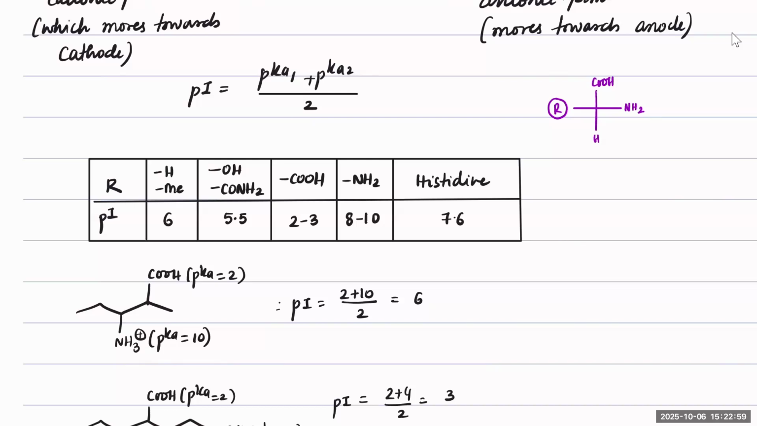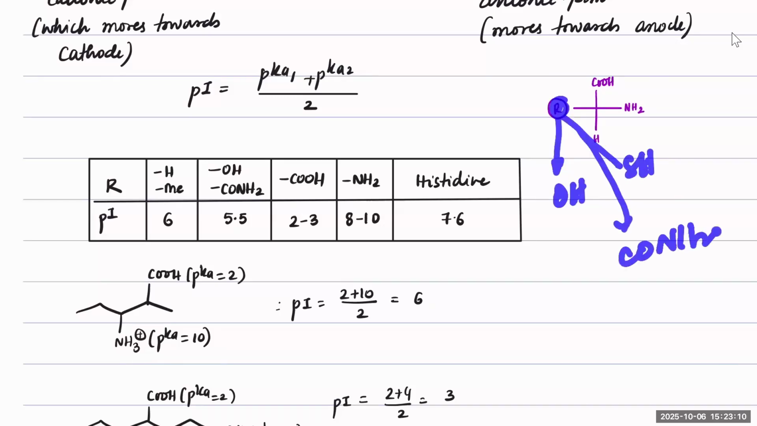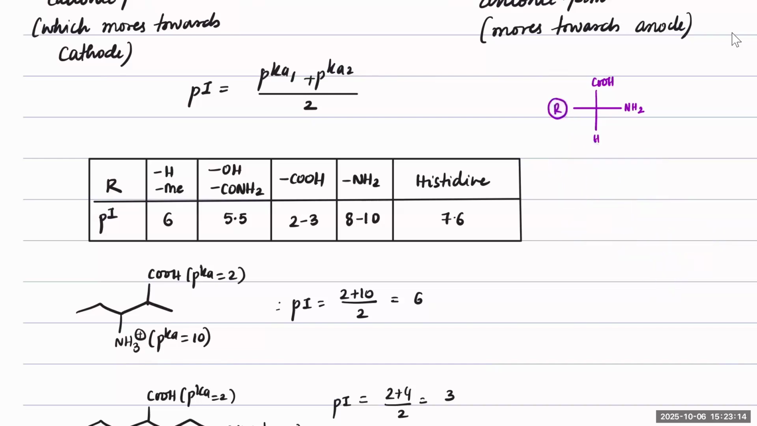While if by chance that amino acid's R group also has something like OH, SH, or amide, CONH2, these groups are also present in it, like cysteine, then the isoelectric point comes out to be 5.5 on an average. That means it could be somewhere around 5 or 6.5, say up to 6 also, but on an average around 5.5.